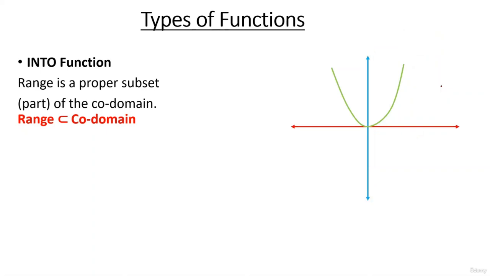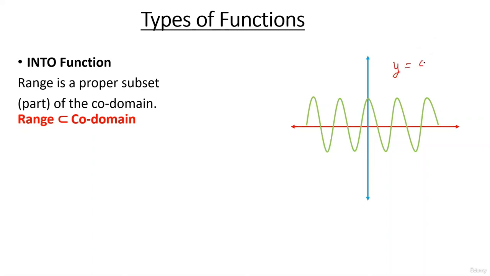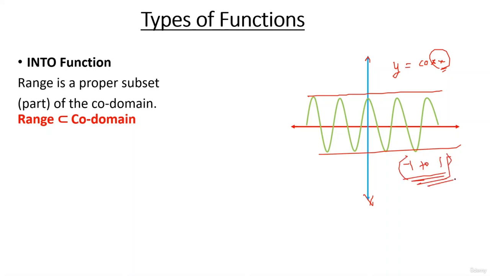Ek aur example lete hain guys, y is equal to sin x and y is equal to cos x. I am taking here for simplicity the graph of y is equal to cos x. So guys, if you observe carefully, x toh koi value lega yahan pe, theek hai, the domain. The codomain I have drawn like the entire y axis, but now as per the property, the graph will take only values from -1 to +1. Ye cos ki property hoti hai, cos of any number lies between -1 to 1.